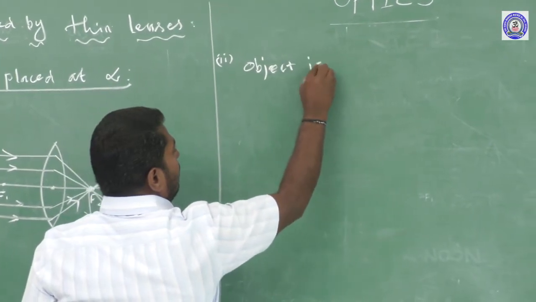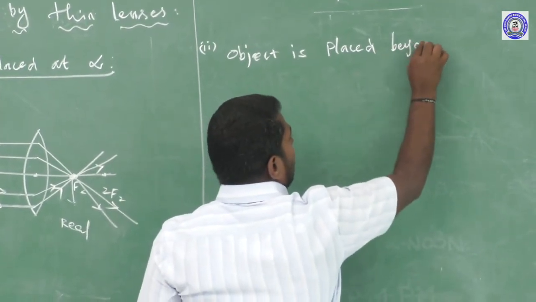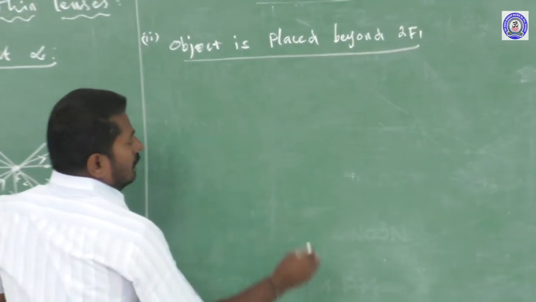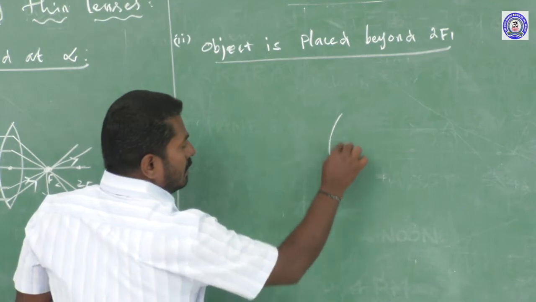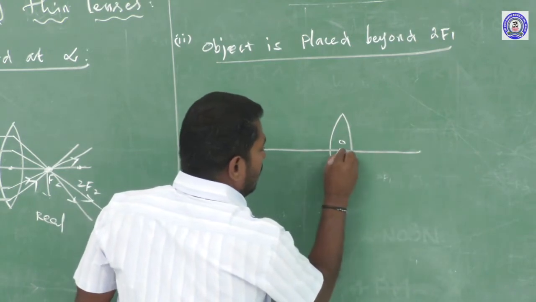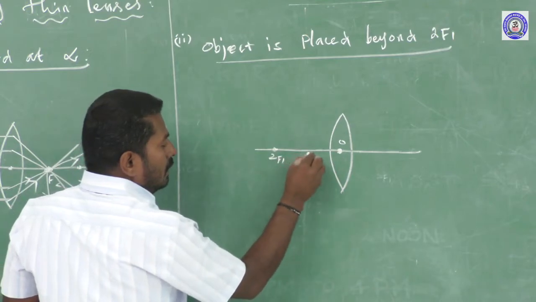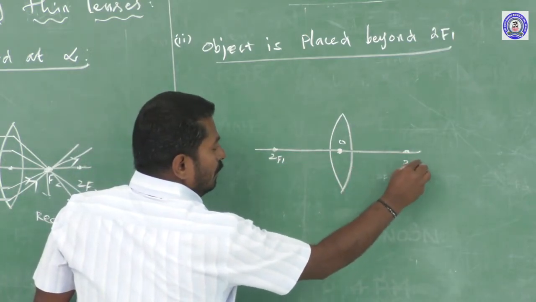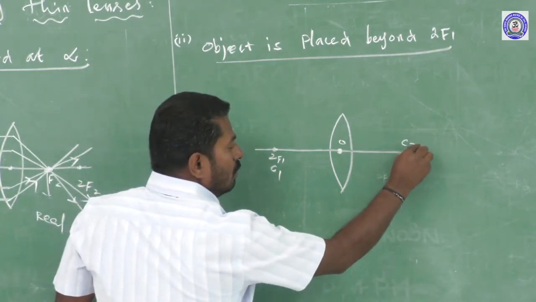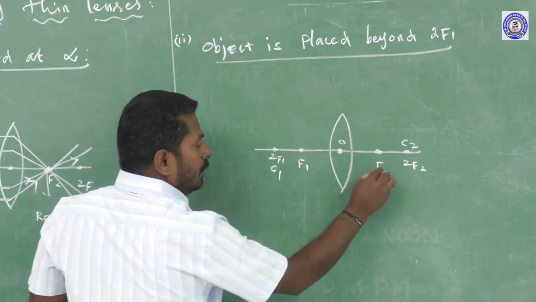Second, the object is placed beyond 2f1. Let us consider a convex lens, optic center of the convex lens, principal axis, 2f1 and 2f2, where 2f1 is equal to center of curvature c1 and 2f2 is equal to center of curvature c2, principal focus f1, principal focus f2.